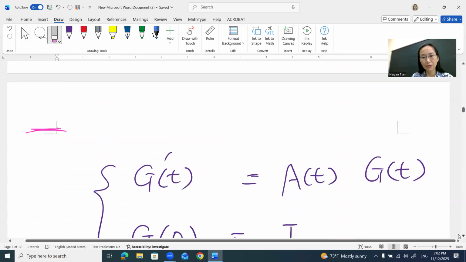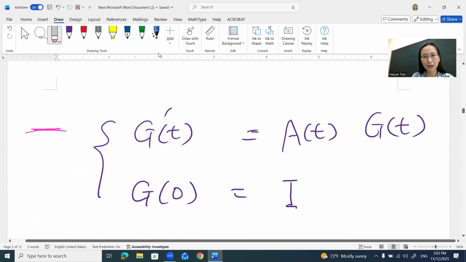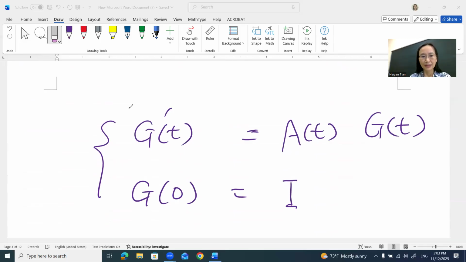So now we can write this fundamental matrix as a matrix satisfying the equation: the derivative of G is equal to the matrix A of t times G. And this matrix G satisfies the initial data. That is, G at 0 is an identity matrix. So that's our fundamental matrix.